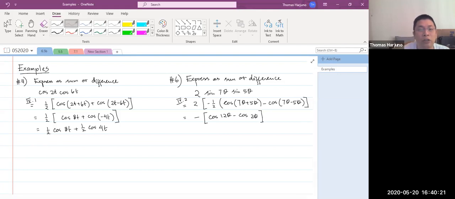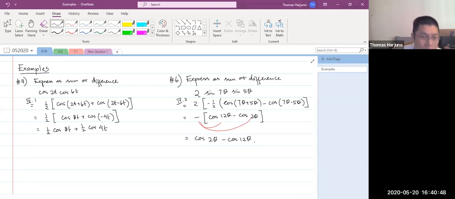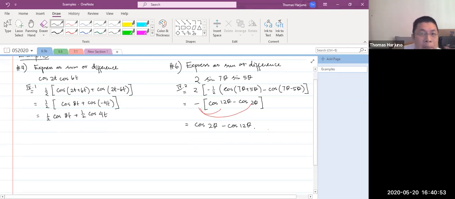To distribute, I will distribute the negative. Basically, I will reverse the order of subtraction. Then I get cosine 2 theta minus cosine 12 theta. Group 4 is especially important when you later take calculus 2. But of course, for now, it will be just for your test purpose.